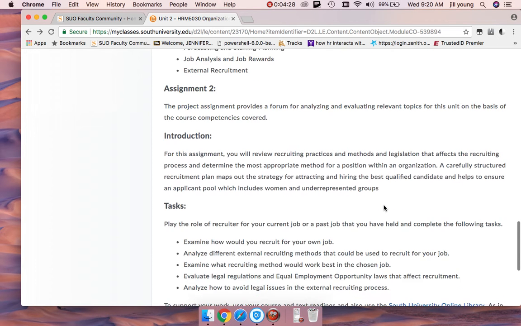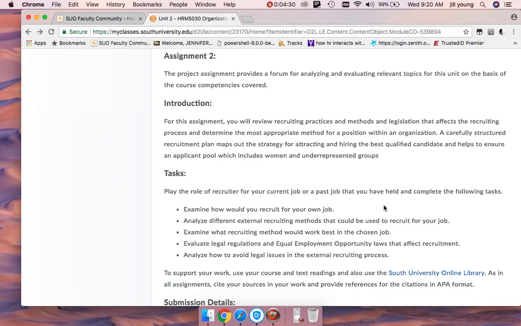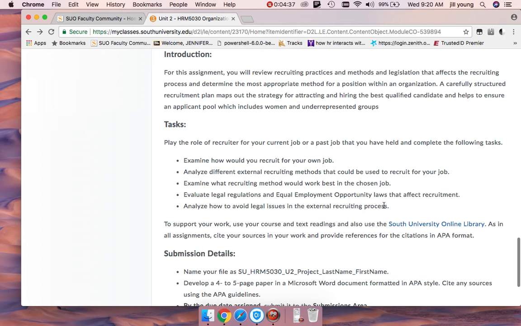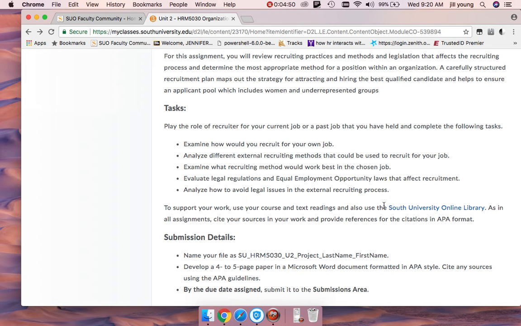So for this one, you are going to talk about recruiting mostly, and this one is another role play. You're playing the role of recruiter for your current or past job that you have held. You have to think about, if I were hiring for this job, how would I do that? Then you're going to talk about how you would recruit for your own specific job.